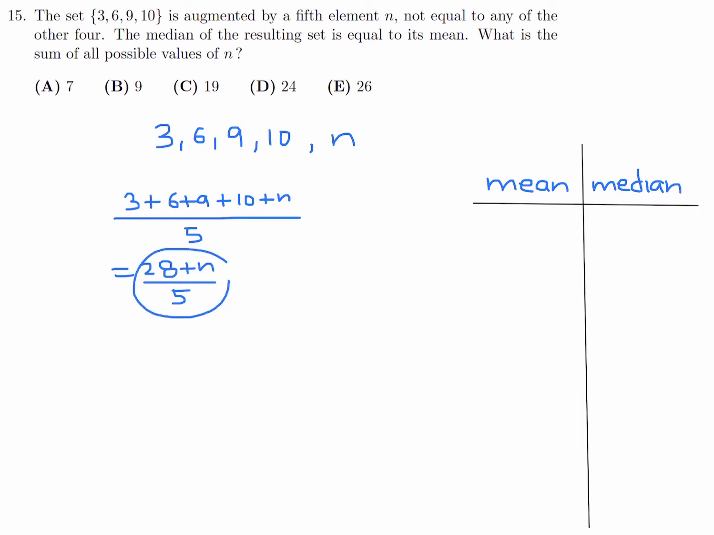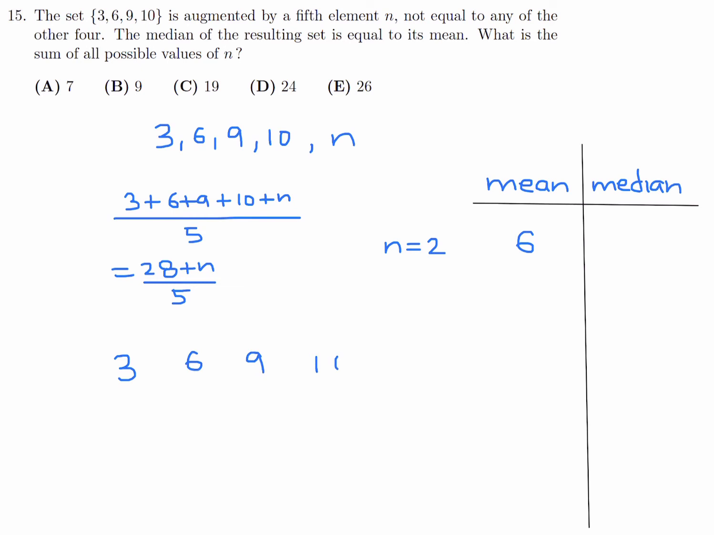This is very important because in order for that to be an integer, this top has to be a multiple of 5. That's going to make things a little bit easier for us. So I only have to worry about n values that make that a multiple of 5. The first one, of course, being 2. If n is 2, this expression becomes 30 divided by 5, which is 6.